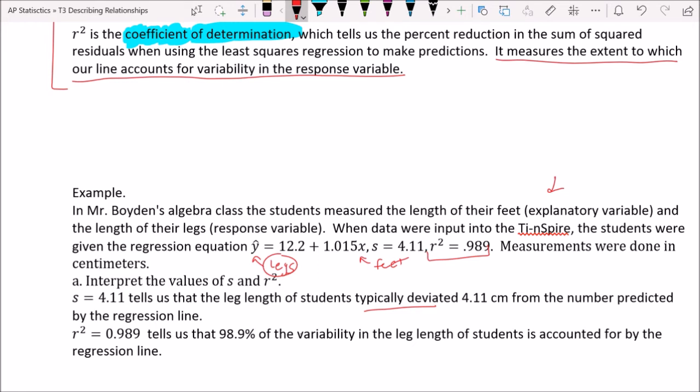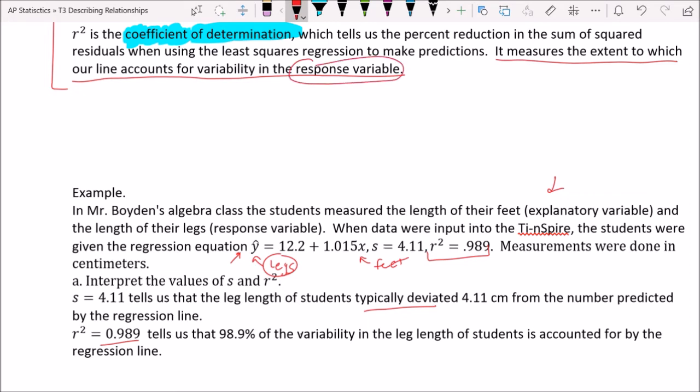Let's look at the next one, r squared. It tells us that 98.9%, so I turned that into a percentage, 98.9% of the variability in leg length, in the response variable, is accounted for by the regression line. Okay, and notice response variable for r squared.